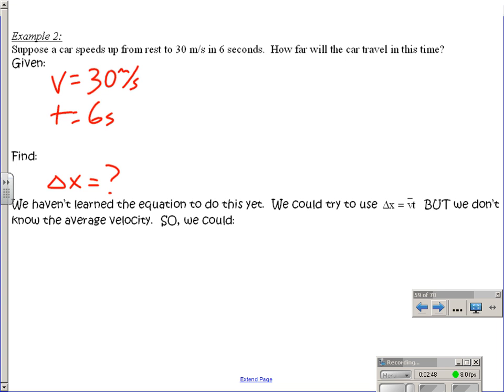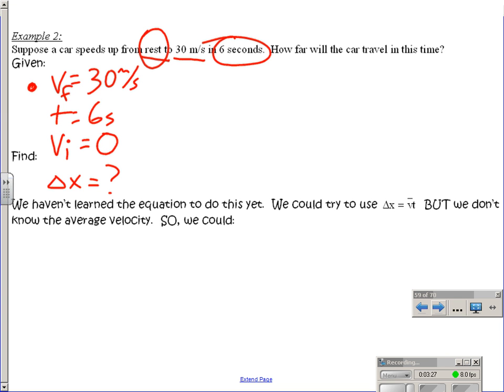So at first glance, it seems to be the same problem. But there's a really, really important difference. In this problem, the car's velocity is not always 30. Because it says it goes from rest to 30 meters a second, it's not going 30 meters a second until the end of the 6 seconds. So this is actually our final velocity, which raises the question, what's our initial velocity? Well, you've got to watch. This is one of those situations where there's a hidden zero. Since it goes from rest, it was initially not moving, so our initial velocity is 0.